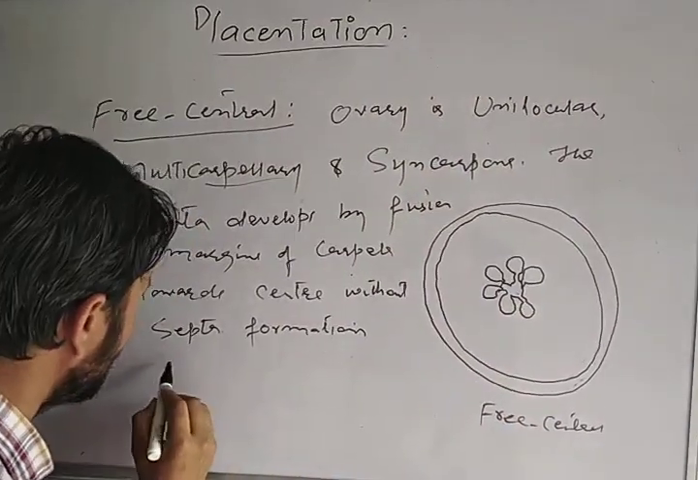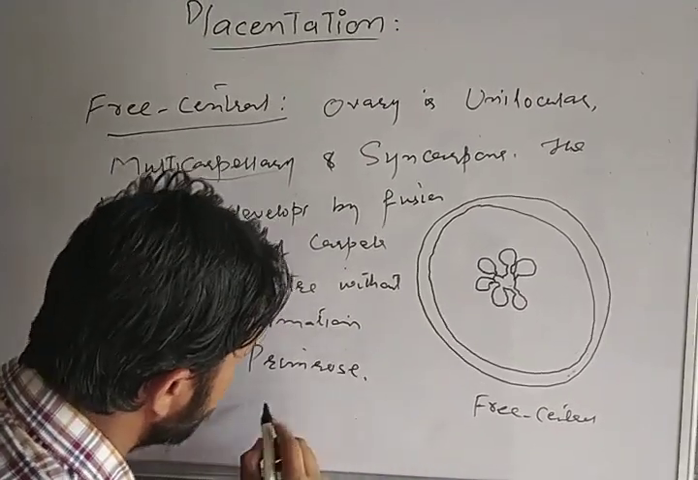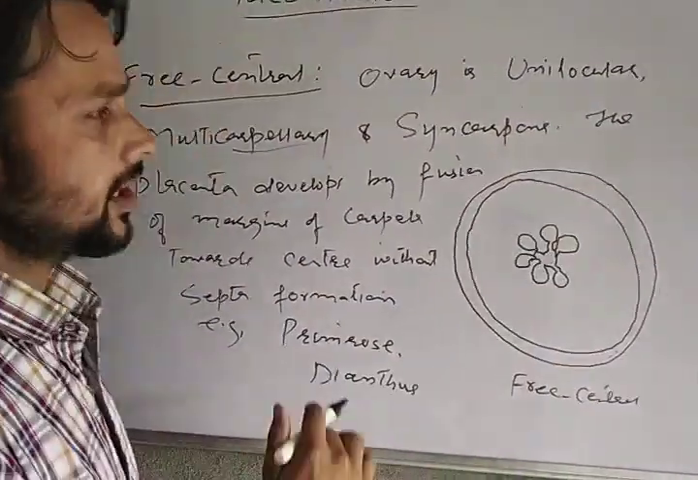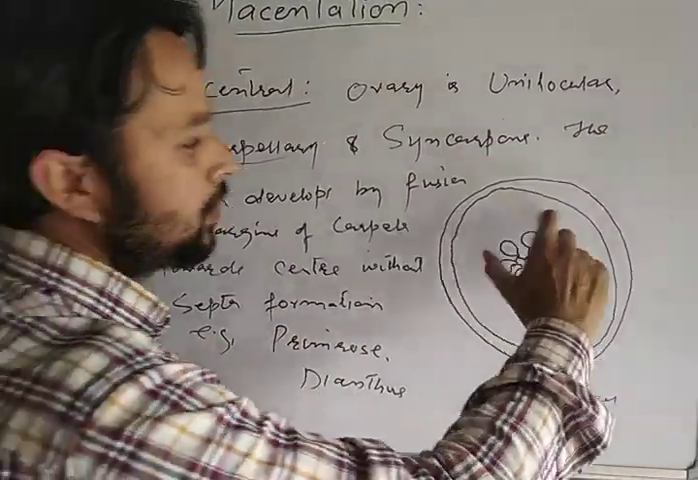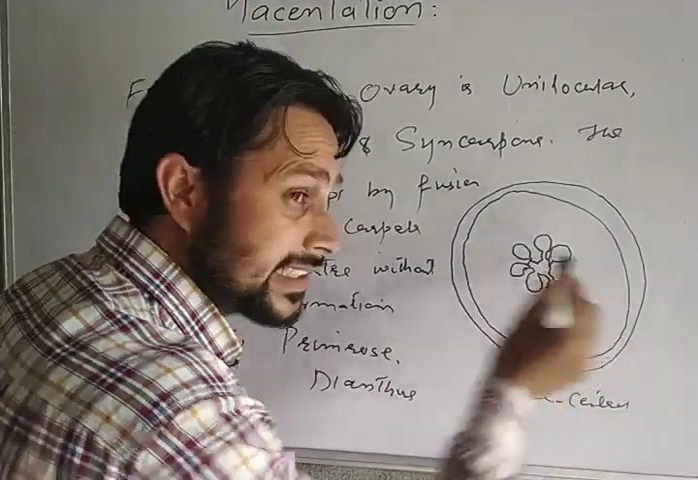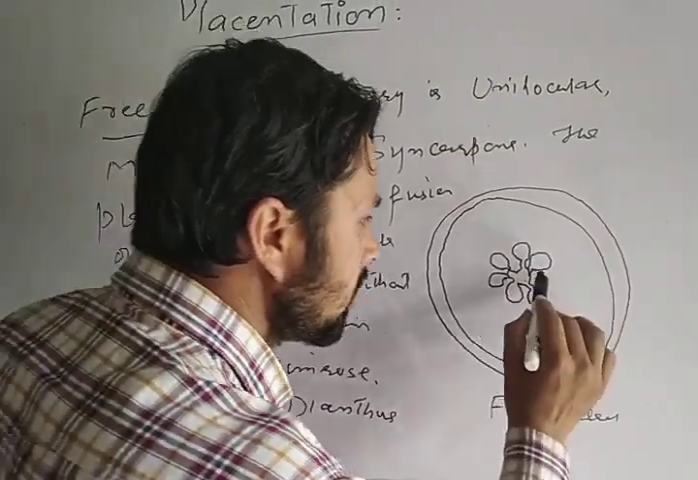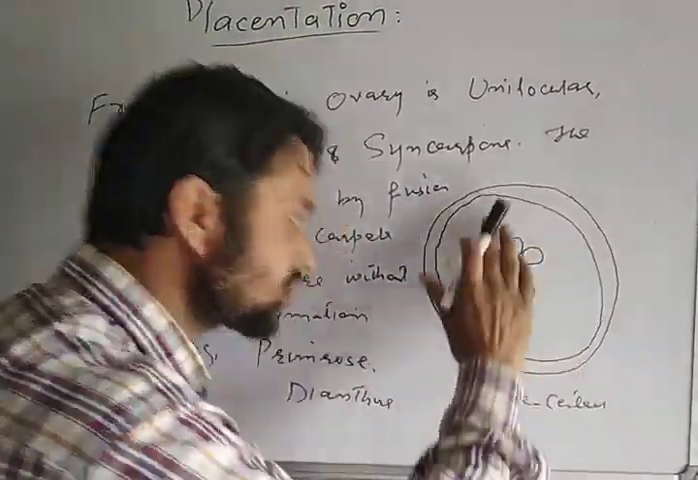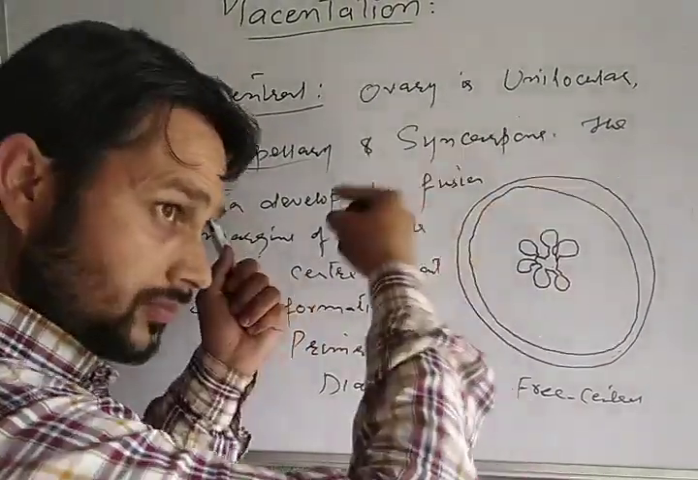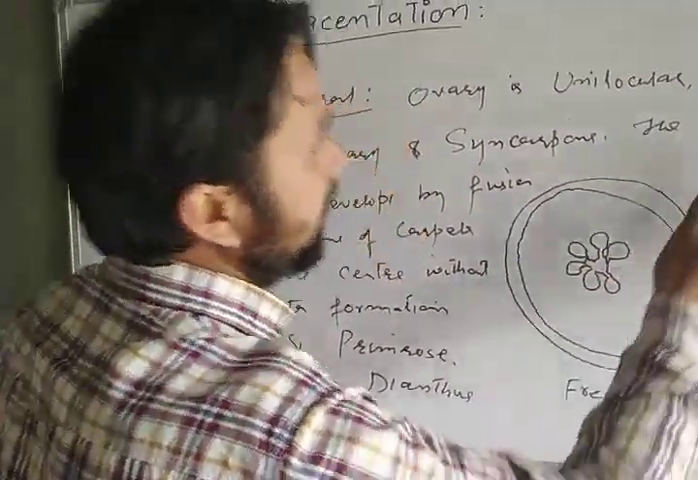And if we take examples, we can say primrose, we can say dianthus. This is the precentral type of placentation, in which fusion of carpels, which leads to development of placenta, and the placenta represents the ovules, occurs at the center without septa formation. In the mature condition of this ovary, there is septa formation, but due to maturation of the ovary, the septa get dissolved. That's why it is without septa formation, unlike in axial placentation, where there was septa formation dividing the ovary into different locules.